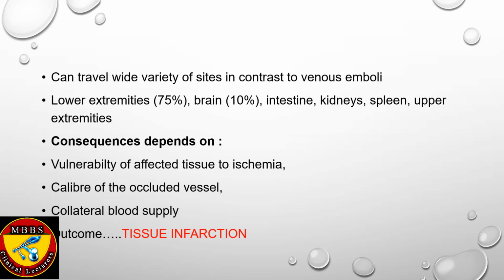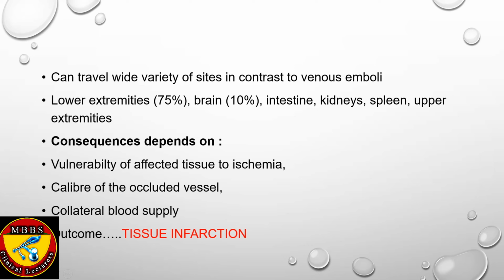So, in contrast to venous emboli, which involve the lungs, arterial thromboembolism can travel to a wide variety of sites like the lower extremities, brain, or rarely the intestine, kidneys, spleen, and upper extremities as well. So the consequences of systemic thromboembolism depend on these factors.